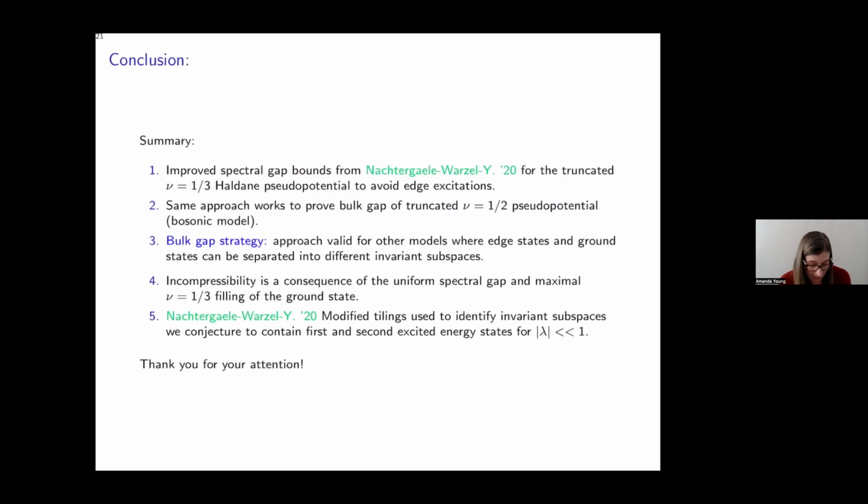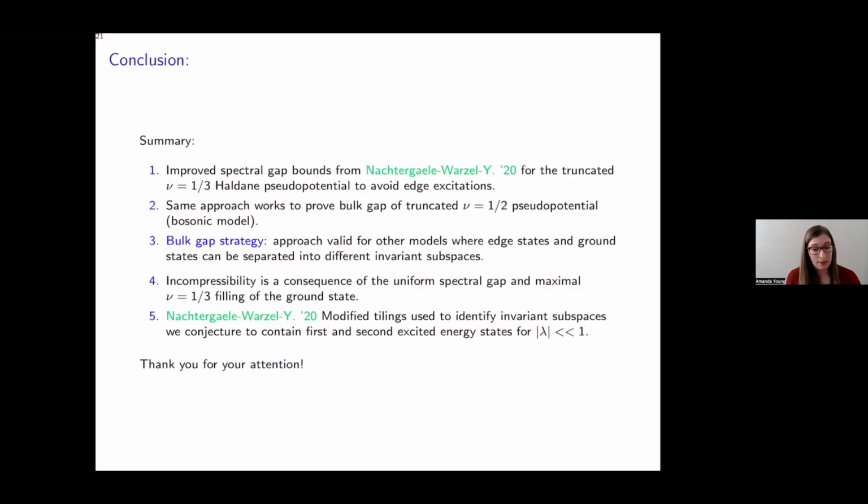So let me just conclude by saying that, in summary, we were able to improve the bulk gap results from the previous works we had done with Bruno. Simone and I were able to improve these results for the nu equals 1/3 model. We can also do the same thing for the nu equals 1/2 model. That's a bosonic model, so you have to worry a bit about the fact that your Hilbert space is infinite dimensional, but this is easy to get around. The bulk gap strategy, as long as you can get an isospectral relation, and you can also segregate your edge states and your excited and your ground states, a similar approach should work for other models.